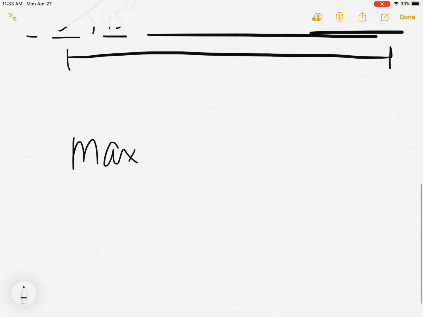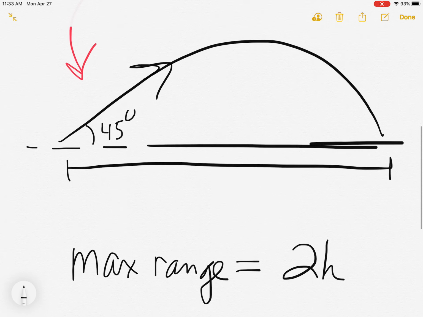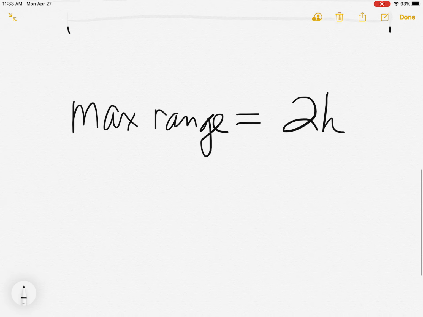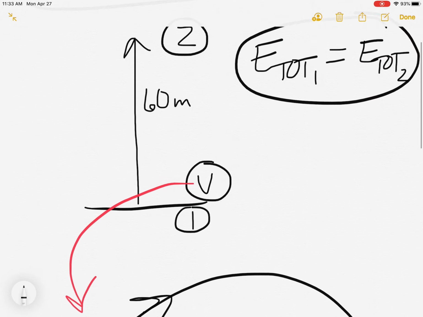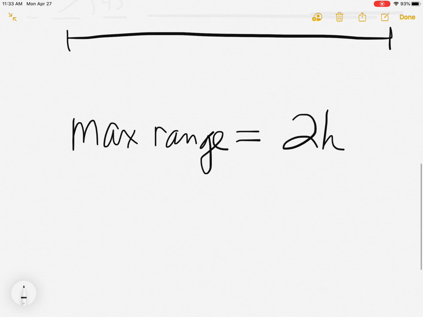Now there's an interesting exercise you can do with this. You can do all this without any numbers, and you should find that the max range is equal to 2 times the max height that it can shoot straight up. So it's an interesting little problem I sometimes give on level 4 tests, where you have to actually prove that this statement is true. So you might want to try that as well, just kind of for fun.